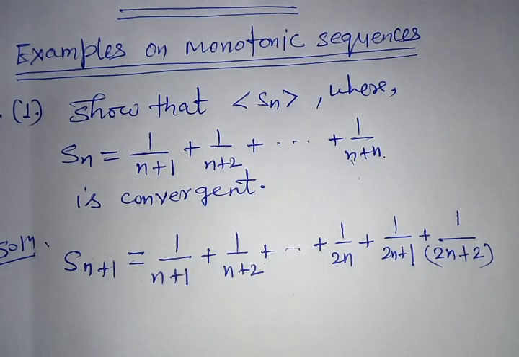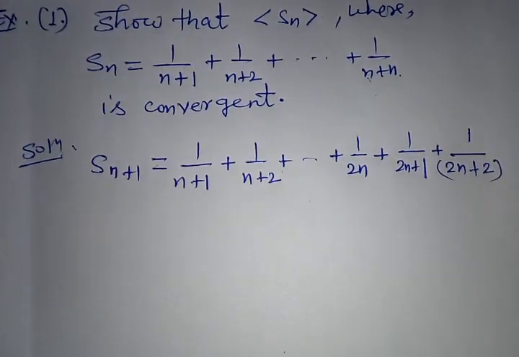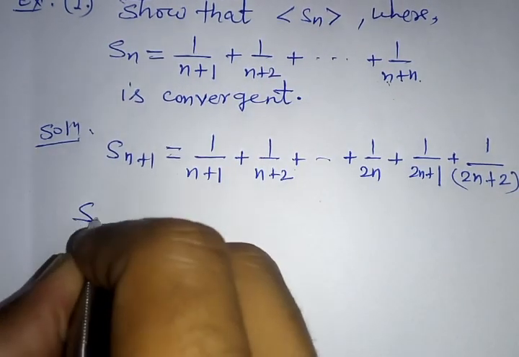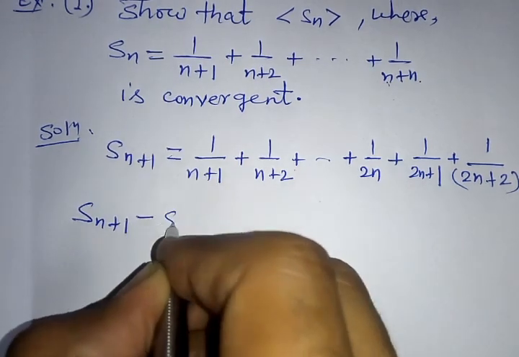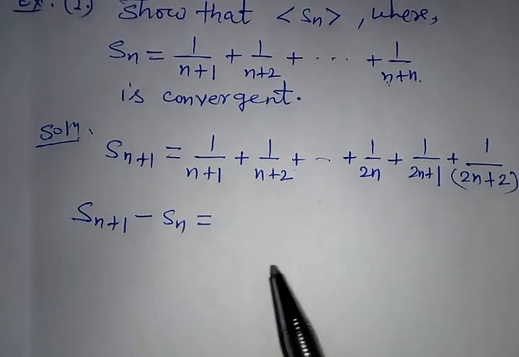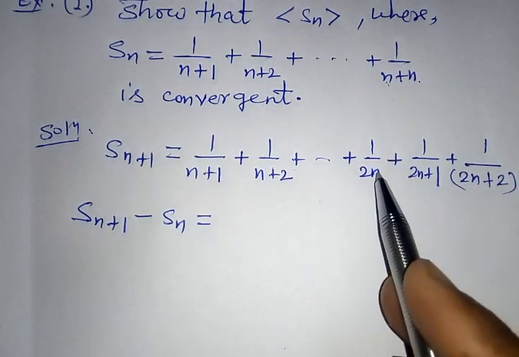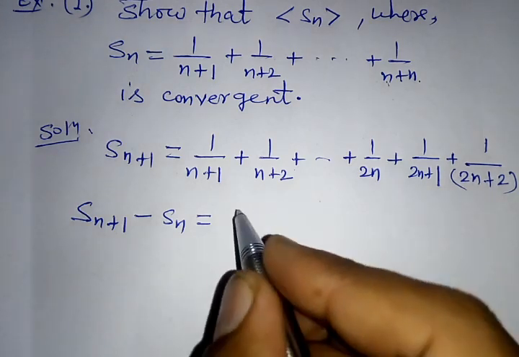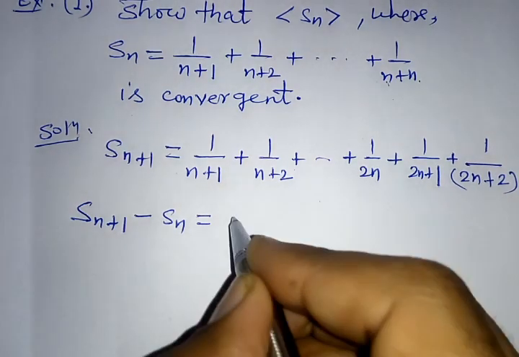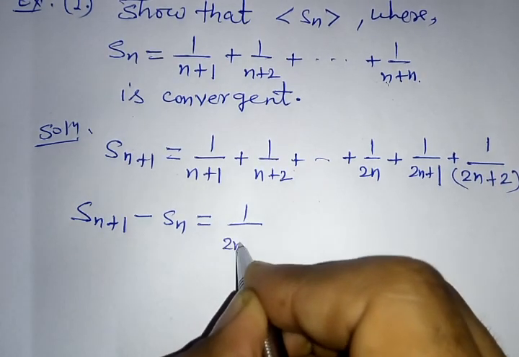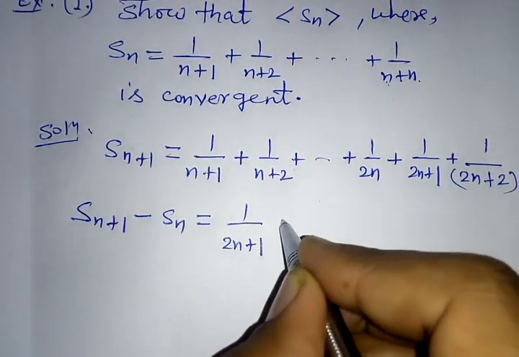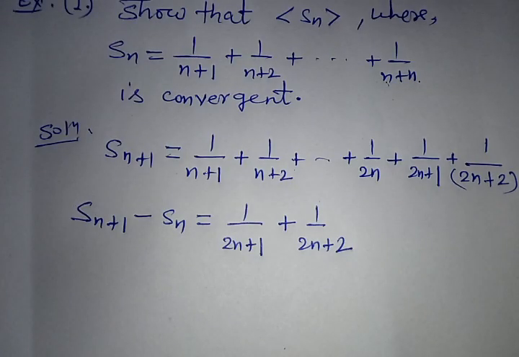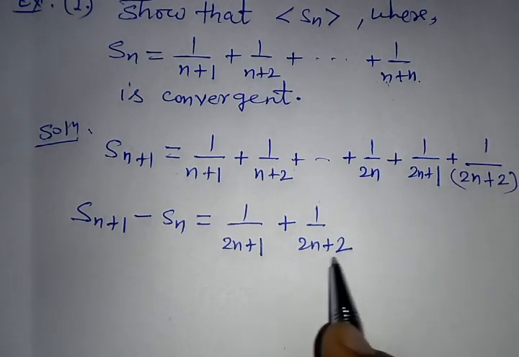Also Sn is this. If I find Sn plus 1 minus Sn, then what we get? Sn plus 1 minus Sn equal to, okay, so terms up to 1 upon n plus 1 are cancelled. So what we get? 1 upon 2n plus 1 plus 1 upon 2n plus 2.